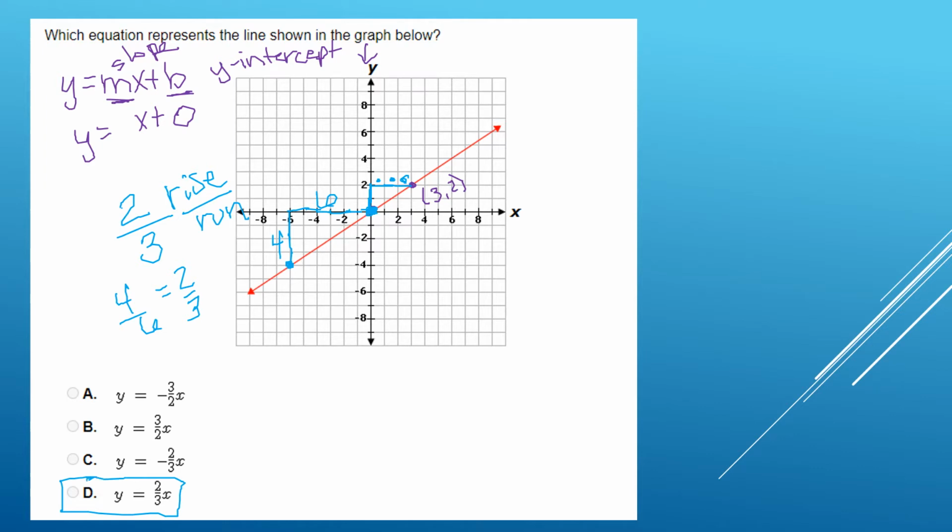So it would be 2/3 x plus 0. And if it's just plus 0, you won't always see it. It will just say 2/3 x.